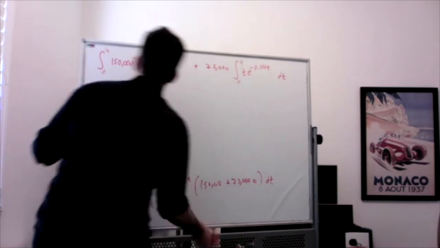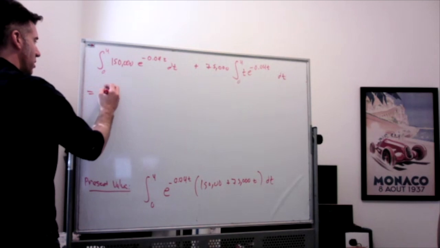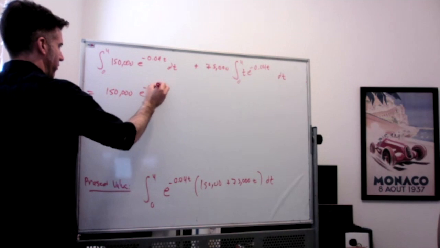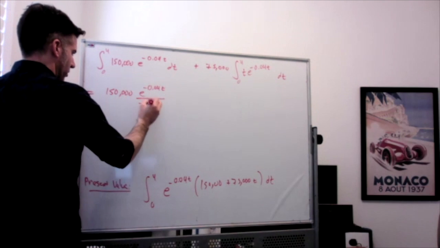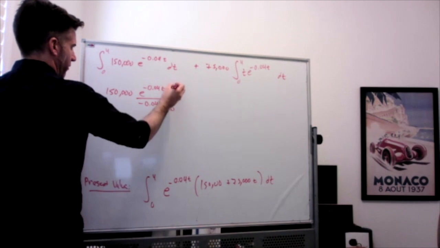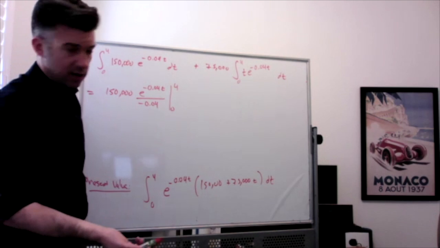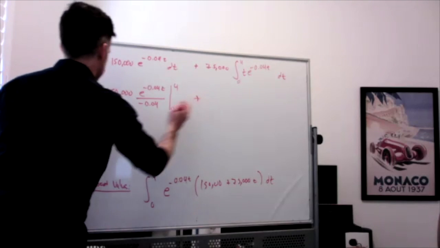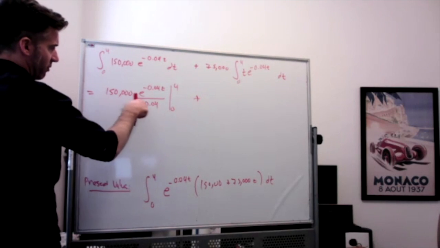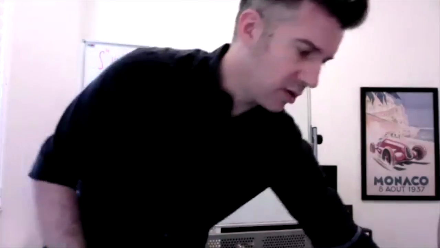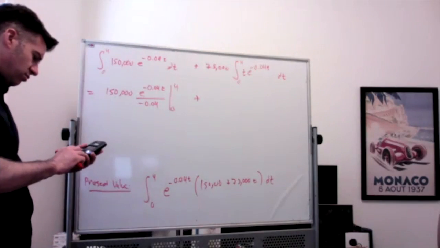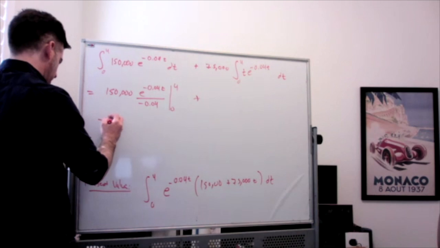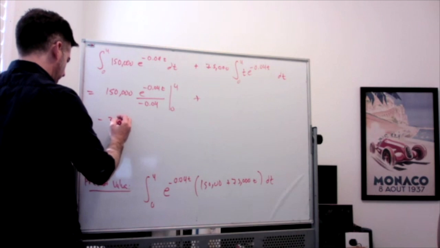So doing this, you're going to get 150,000 e to the negative 0.04t divided by negative 0.04 from 0 to 4. And that's going to be something. So one thing I did last time, which I want to point out again, is that right when I do this, 150,000 divided by negative 0.04, probably just to not screw it up with these calculators, is going to be negative 3,750,000.